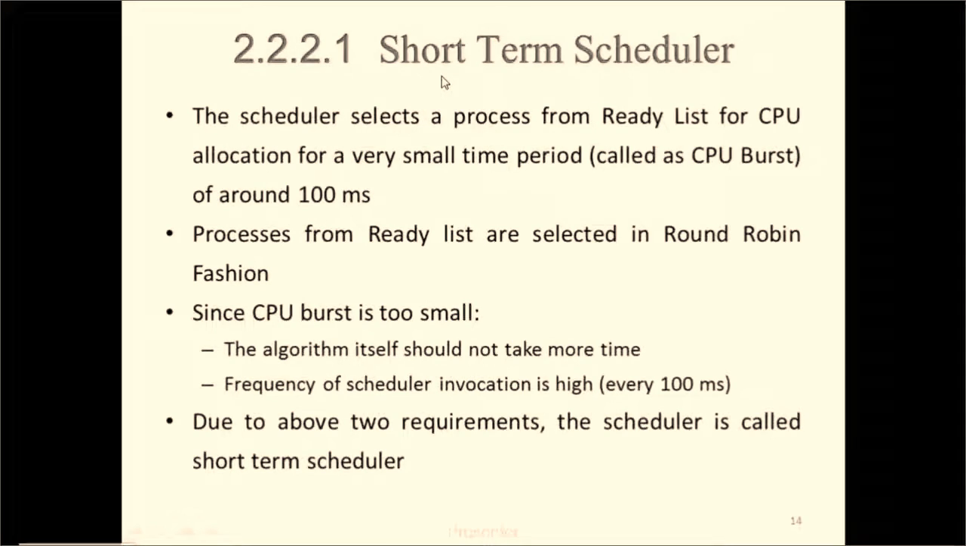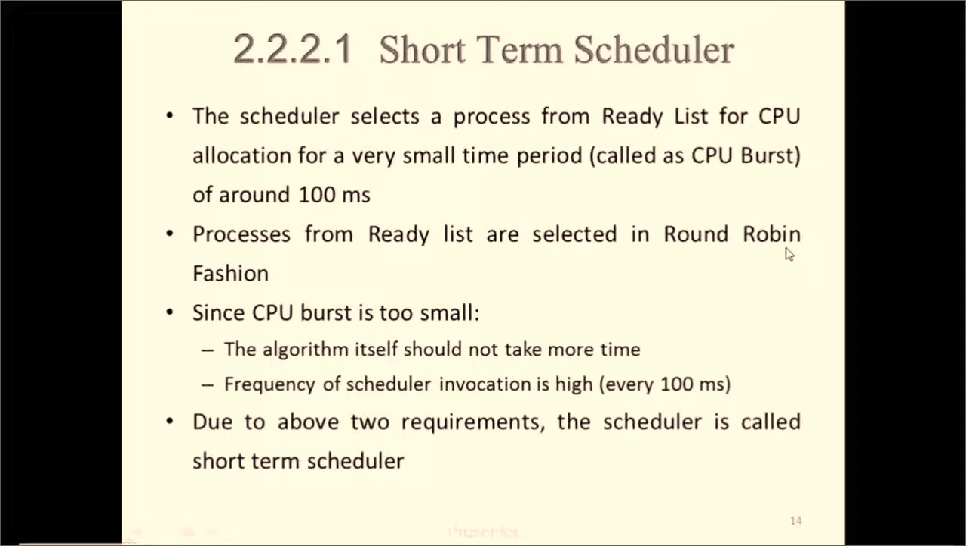Now we also say that for a certain amount of time, CPU is allocated to a process. That time amount per process of CPU is called CPU burst, which is typically a very small time period of around, say, 100 milliseconds. So after every max 100 milliseconds, the algorithm will be called again and again and again. Every time it is selecting a different process from the ready list. So processes from the ready list are selected in round robin fashion. So one after another, one after another.